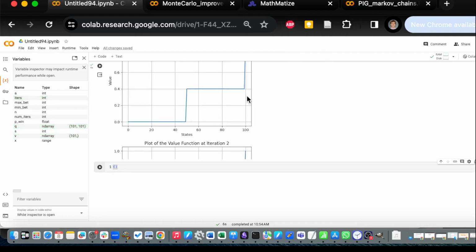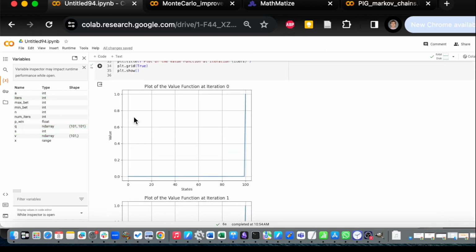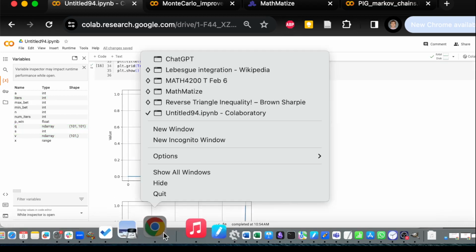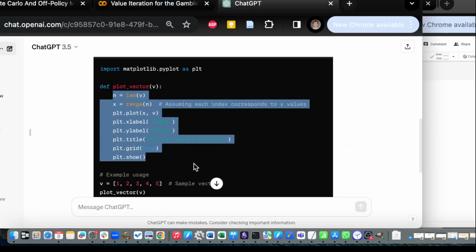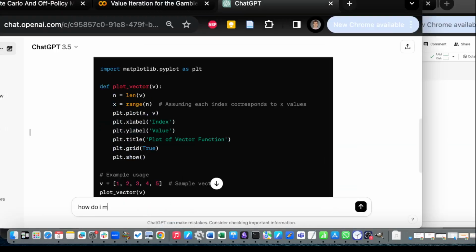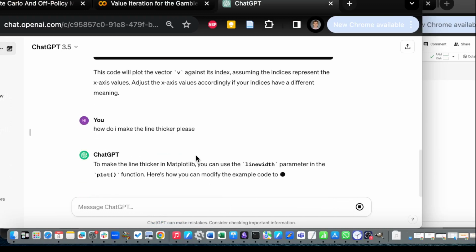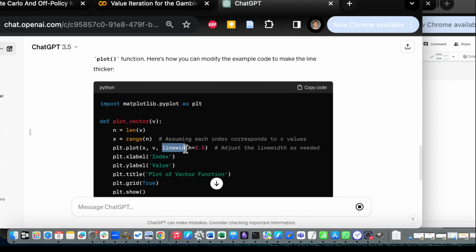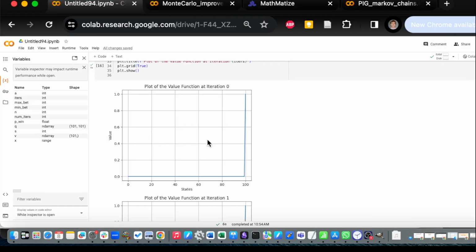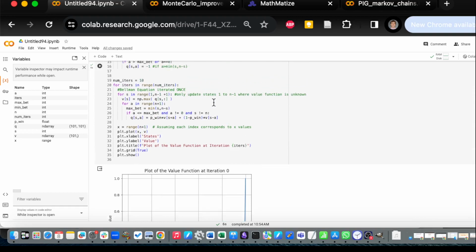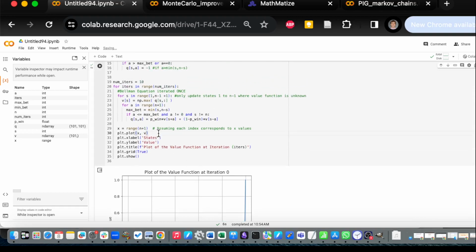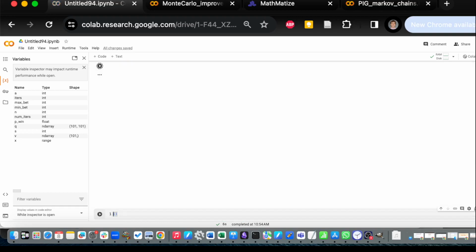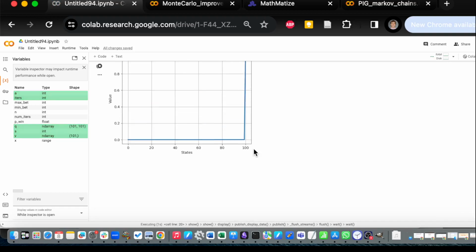Actually, here's a question for ChatGPT. How do I make the line thicker, please? What does it say? Line width. Okay, amazing. For plotting things, ChatGPT is truly next level. Let's make the line a little thicker so you guys can see it. All right, there we go.